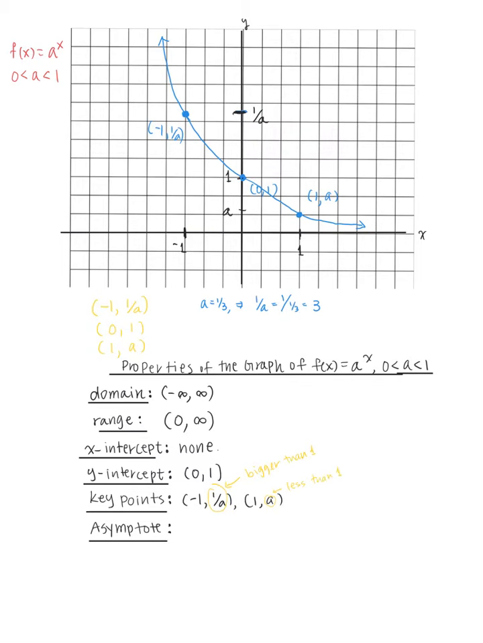Now the asymptote, we have a horizontal asymptote at the line y equals 0. It's the same thing as the x-axis. So I'm just going to write it as asymptote at y equals 0, which is the same thing as the x-axis. And the basic shape of this graph, do you see that it's decreasing? So I'm just going to write it as note, graph is decreasing.